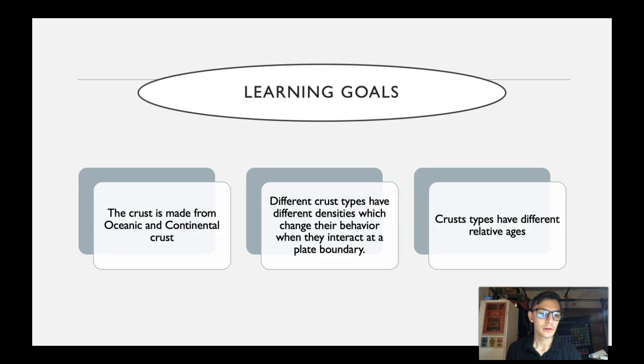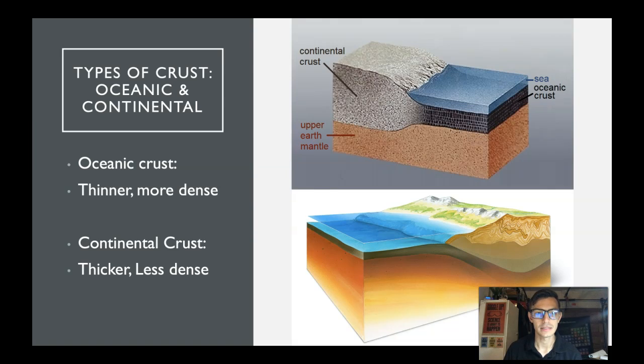One of the things that you'll learn in this video is that the crust is made up of two types of crust, oceanic and continental. There are different crust types that have different densities, and that changes the way that they interact on plate boundaries. And lastly, that there are different ages to the different crust types. Those are the three learning goals for this lesson.